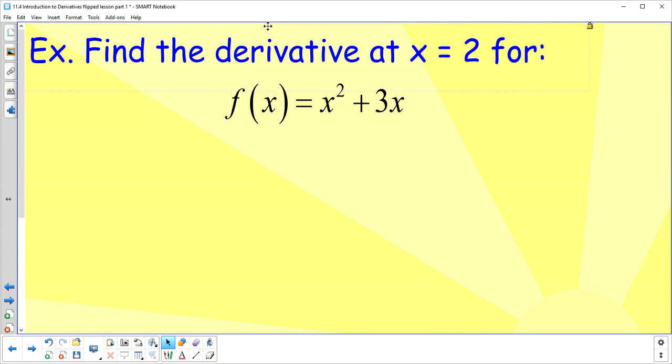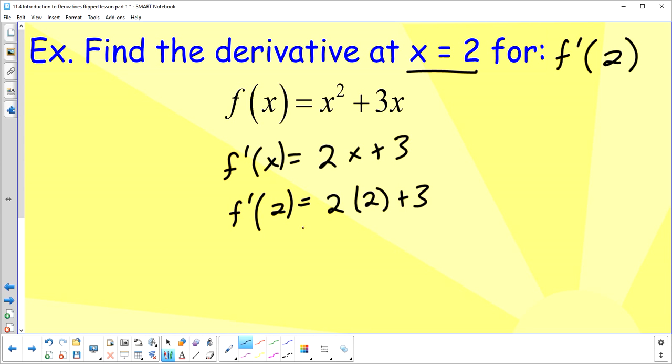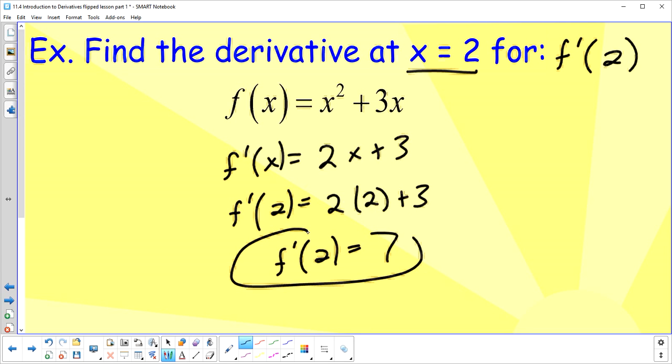The next piece then is if we ask you to find the derivative of a function at a specific point. So you notice we have the same function here, and if we had done the work that we just did, 2x plus 3, now to find the derivative at x equals 2, really you're just being asked to find f prime of 2, and so I could take my f prime of 2 and plug it in, and I would end up with f prime of 2 equals 7, because 2 times 2 is 4, and 4 plus 3 is 7.